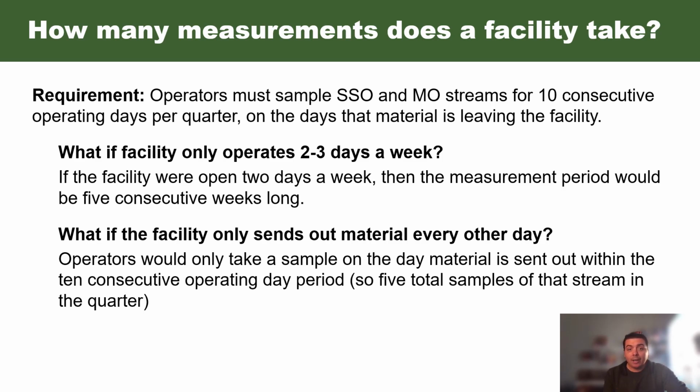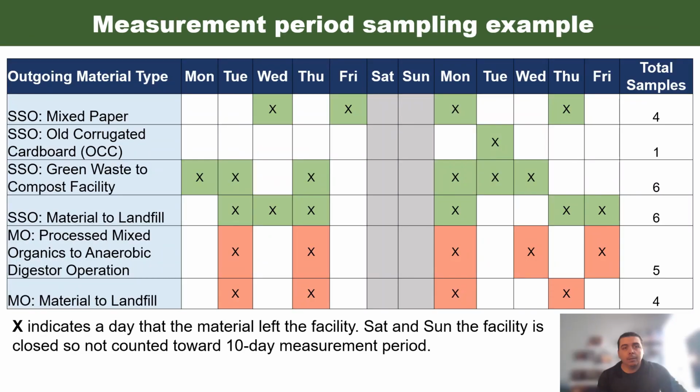The other question we get quite often is, well, what if I only send material out every other day? How many measurements are taken? And one of the things we definitely wanted to provide clarity on, because a lot of confusion came from operators thinking that it was samples every day for 10 days during that window, is that it wasn't actually the case. Measurements are only going to be required when material leaves the facility. So if you are only sending material out every other day, then you're only going to be sampling every other day. And we'll have this really nice, helpful graphic that I'll show in the next slide, and we can go over this in a little bit more detail.